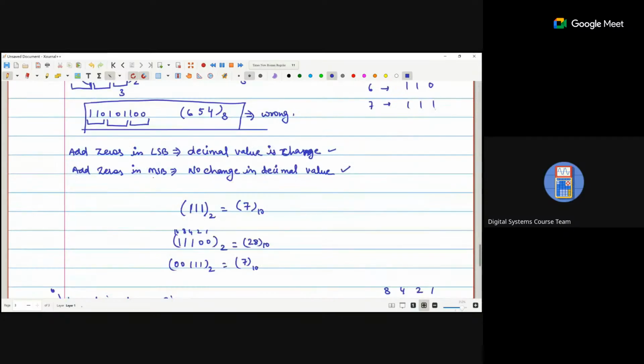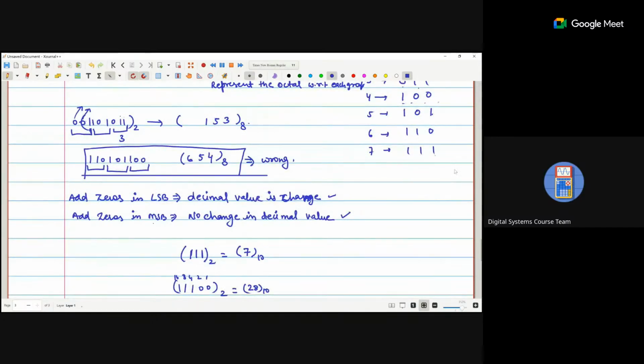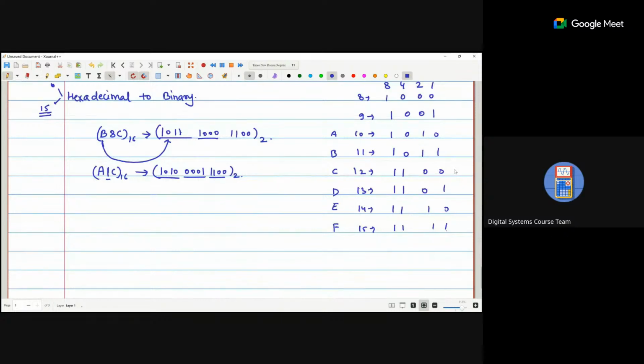Don't be confused that up to 7 we can represent in 3 bits. For example, take 735 as a hexadecimal number. 7 should be 0111, not in 3 bits, in 4 bits. 3 is 0011 and 5 is 0101. So in every case we add 0 in the MSB part. So that is the binary.